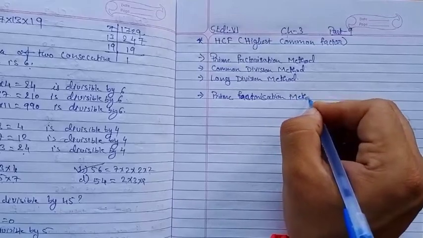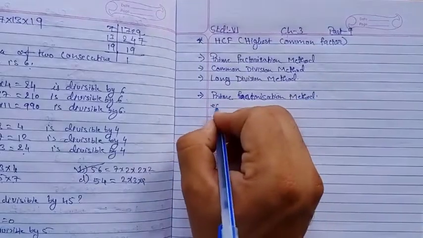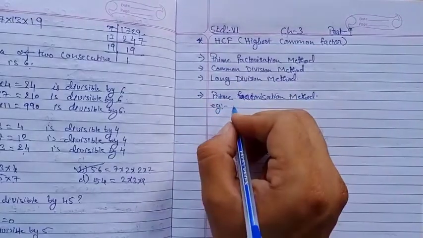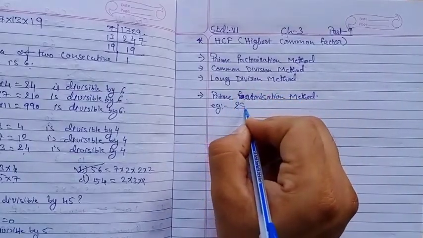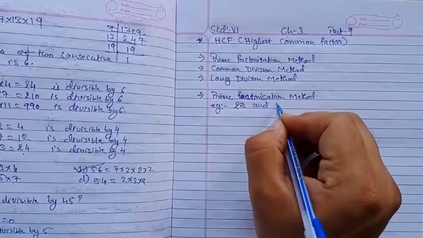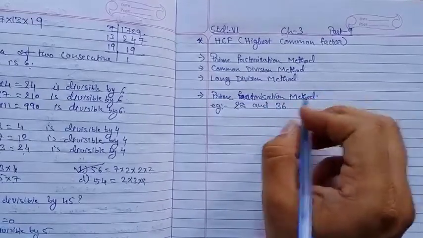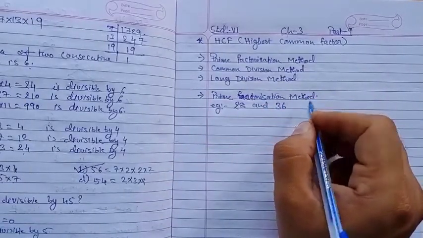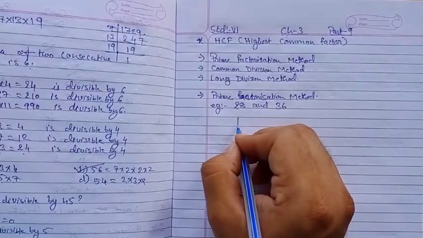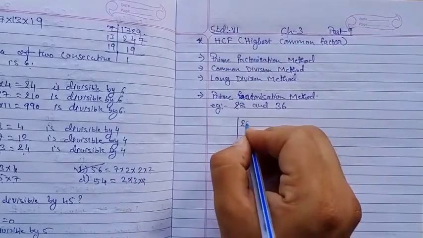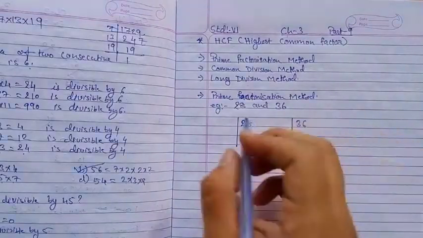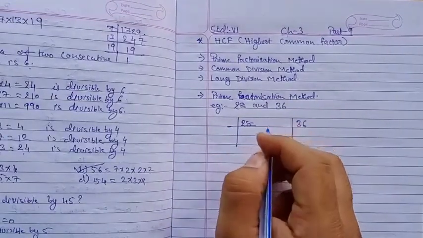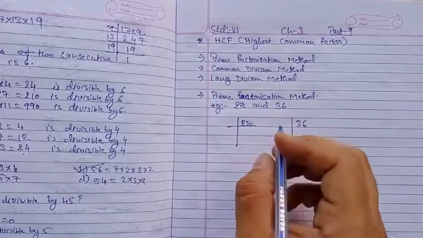Okay, prime factorization method. Let us take an example of 28 and 36. Now I think you had got the idea of how we used to do it.